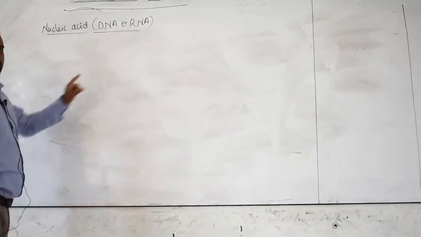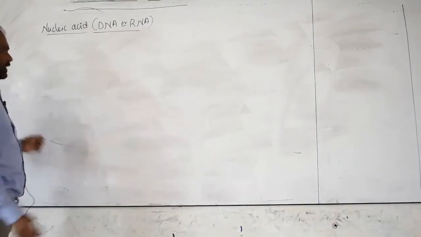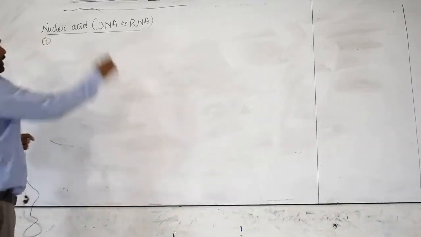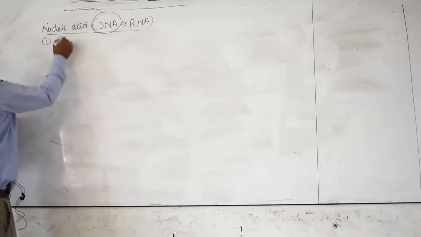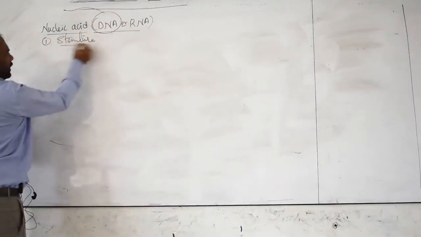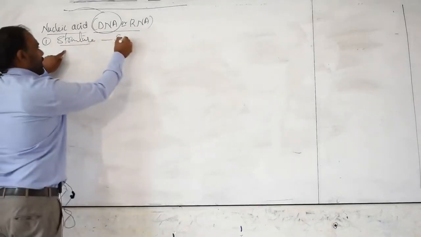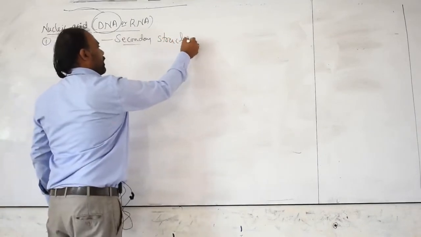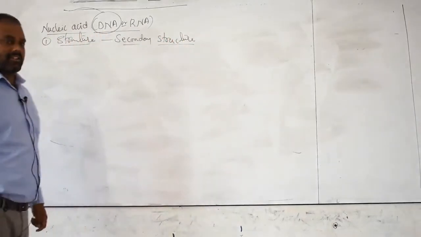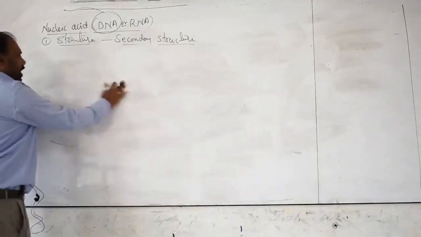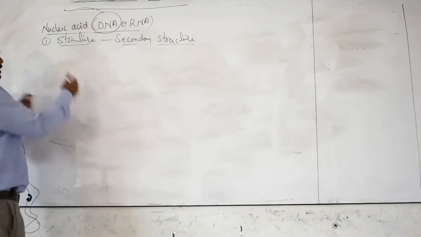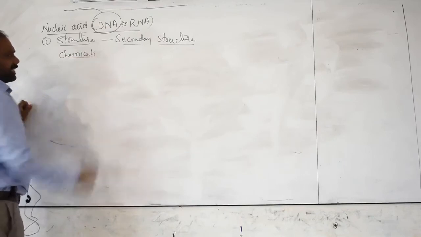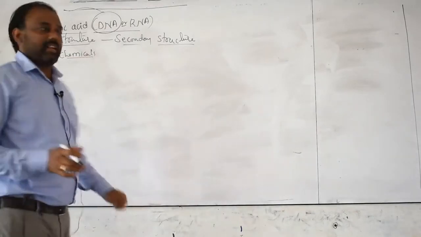In this, just now we discussed which bond is present in the nucleic acids. So how the nucleic acid is formed, we'll take DNA. How is the DNA formed? First one is structure. How the DNA structure is formed, that is the secondary structure of DNA. So how the DNA structure is present, we'll discuss some important topics. First, we need to understand what are the different chemicals present in the DNA.